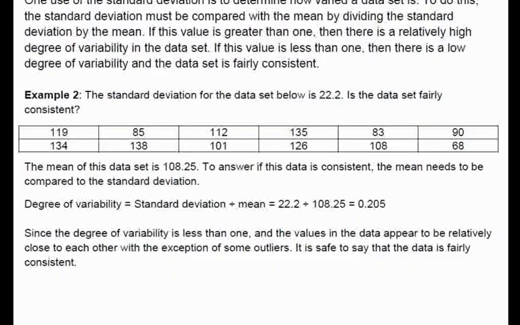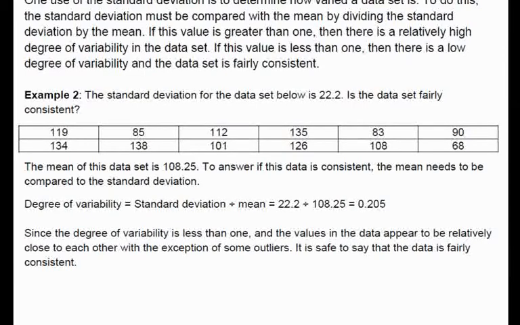So one thing we can do with the standard deviation is we can determine how varied a data set is. And to do this, what you do is you compare the mean and the standard deviation. And you can divide the two together, and you'll get what's called the degree of variability. If you have a value for this degree of variability that's less than 1, then you can say the data is fairly consistent. If it's 1 or greater, then the data is not as consistent.